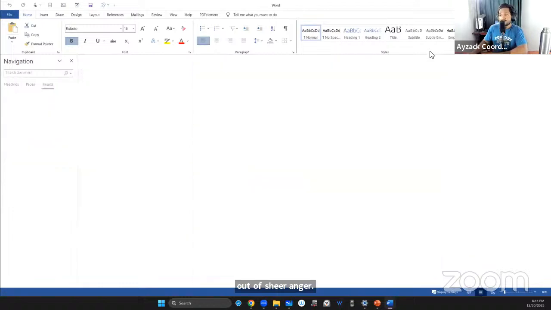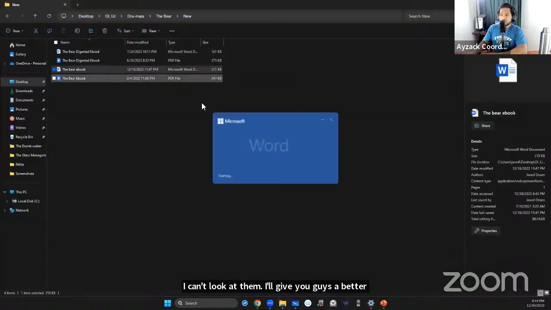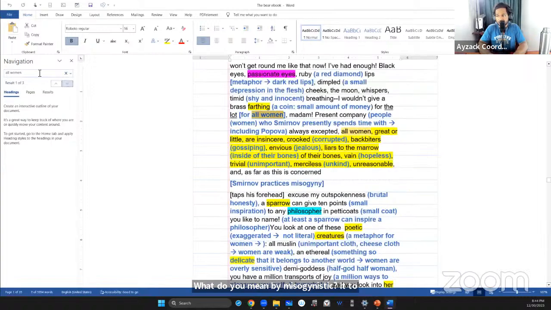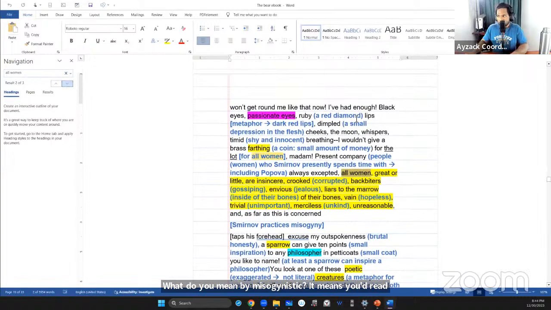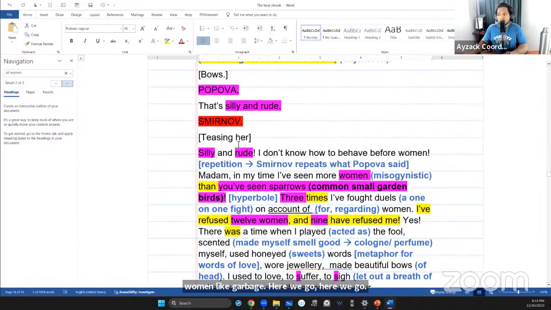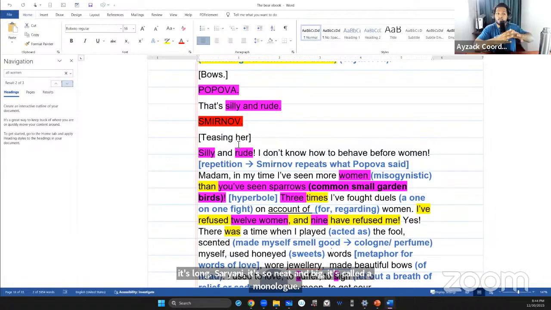I'll give you guys a better rendition. I'll use the ebook to read out Smirnov's misogynistic monologue. What do you mean by misogynistic? It means you treat women like garbage. Here we go. Can you see how long the dialogue is, by the way? Because it's so long, it's called a monologue. A dialogue is usually small. A monologue is bloody long, right?